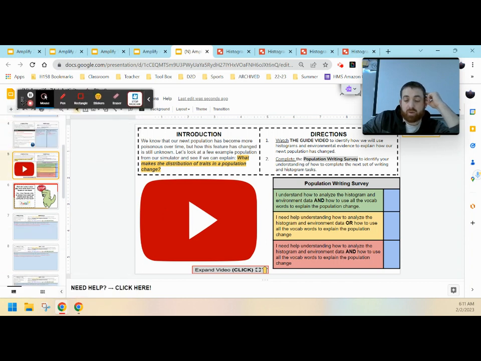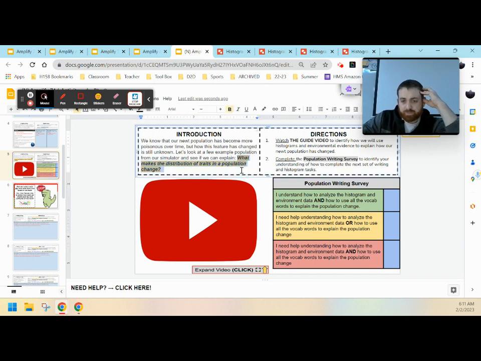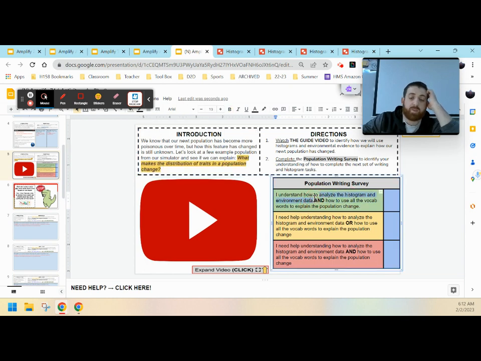Hey everybody, Mr. Regan here, and today we're going to be looking at how we will be completing our population writing survey. This is going to require us to look at a set of histograms and begin writing about what's happening to the distribution of traits in that population and what's causing it to change. So focusing on this big question here. We're going to be breaking down how to analyze the histogram and the environmental data that's going to be provided to you and how we're going to be using all of our vocab words to explain the population change.